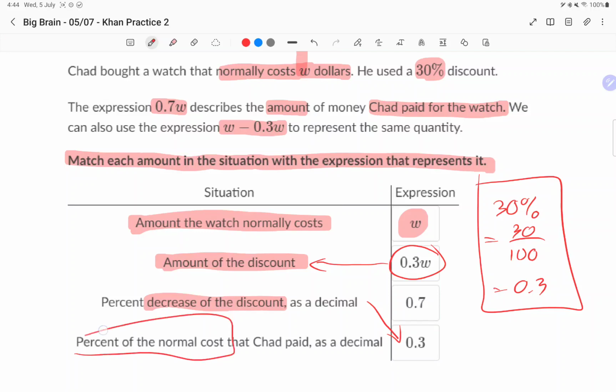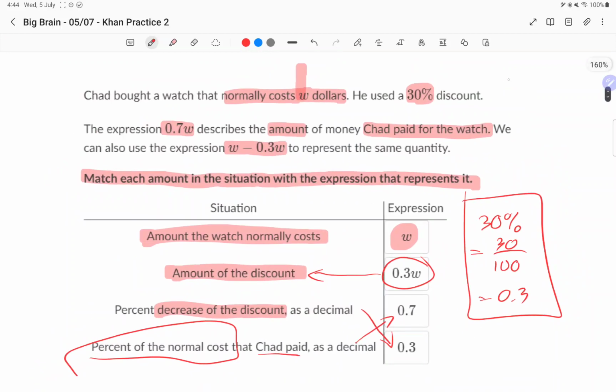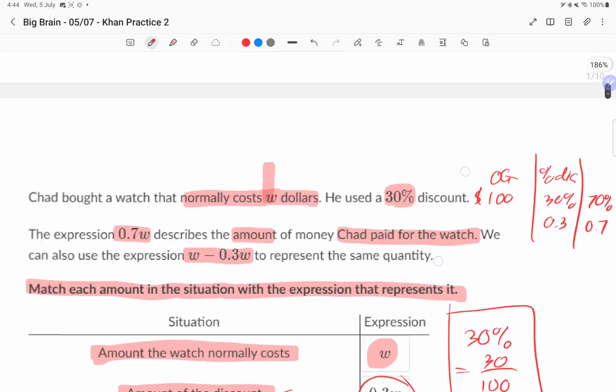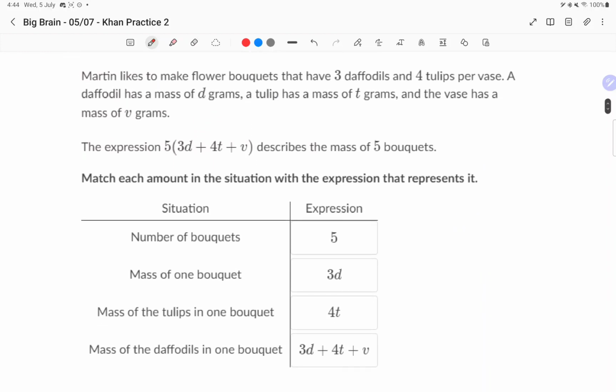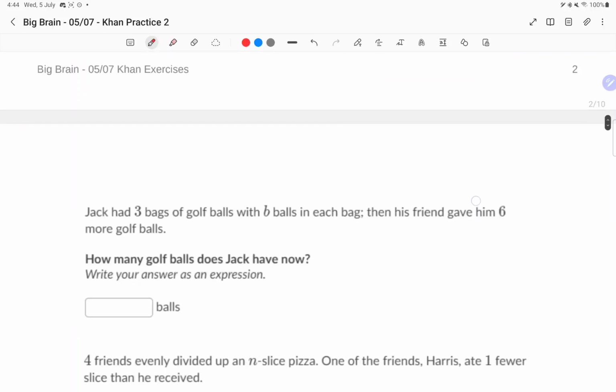And then the percent of the normal cost that Chad actually paid, as a decimal, will be 0.7 because he only paid 70%. Because for example, imagine the original cost would be, let's say, $100. The percent discount would be 30% and they ask for the decimal amount, which should be 0.3. Okay, and if it's discounted 30%, then it will be 70% left that he has to pay, and the decimal of that is 0.7. Okay, so that's the interpretation of a worded question like that. And this one will be the same. You just need to think about it and actually interpret the questions correctly. So actually, I'll skip that one.